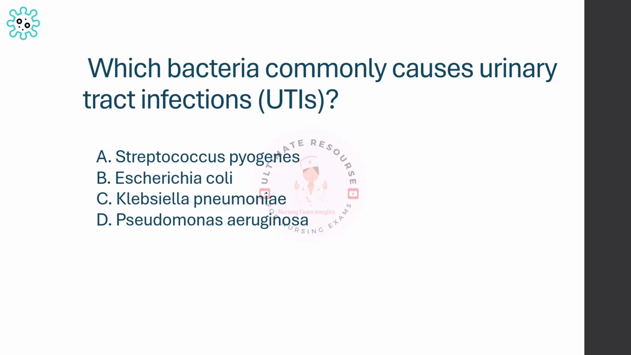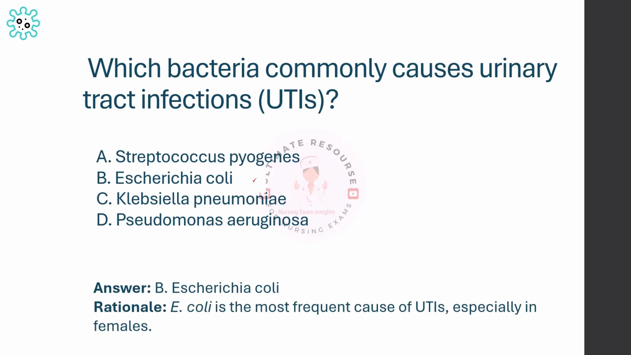Which bacteria commonly causes urinary tract infections? A. Streptococcus pyogenes, B. Escherichia coli, C. Klebsiella pneumoniae, D. Pseudomonas aeruginosa. The answer is B. Escherichia coli. E. coli is the most frequent cause of UTI, especially in females.